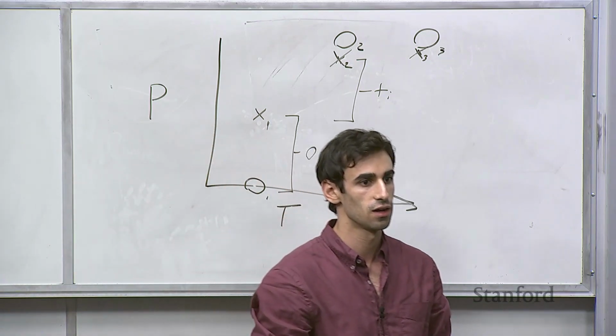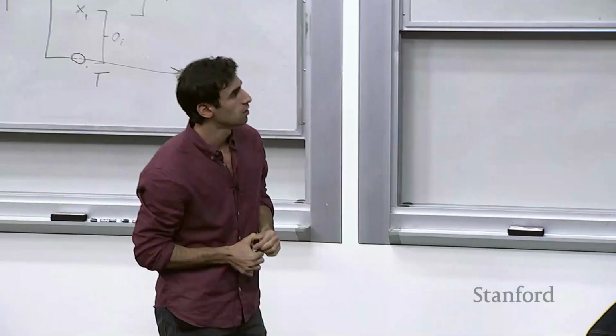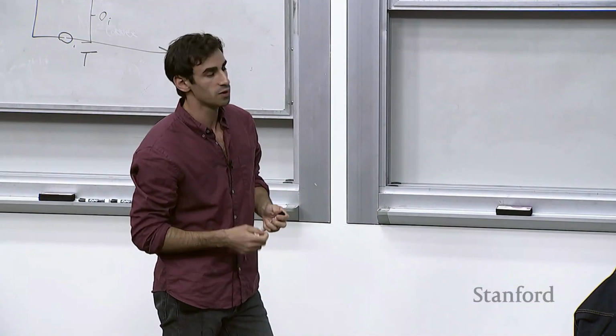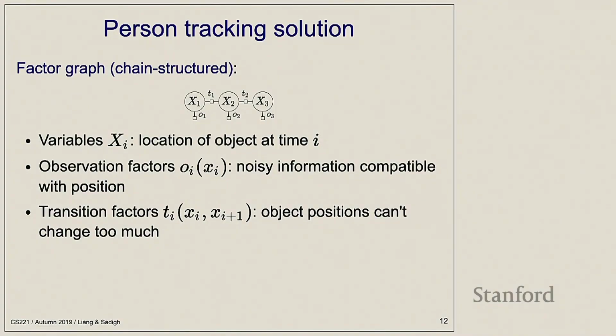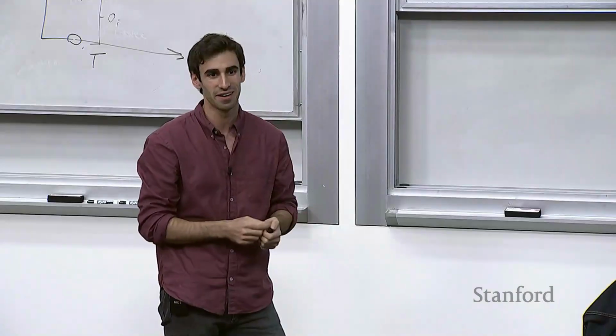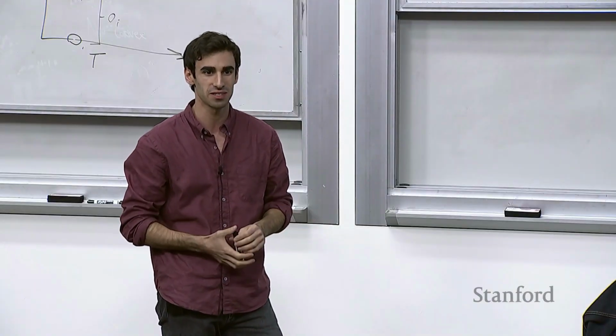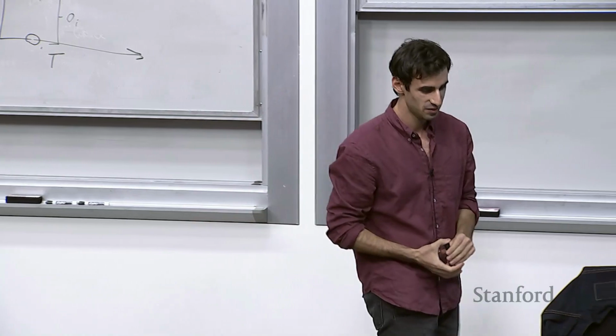Yeah? What's the difference between the observation and the estimate? So the observation is what the sensor gives us, and the estimate is us saying, thank you, sensor. Now I think the person is actually right here, because the sensor is noisy. We can't trust it. Yeah. OK, so that's how we're going to set up this problem.